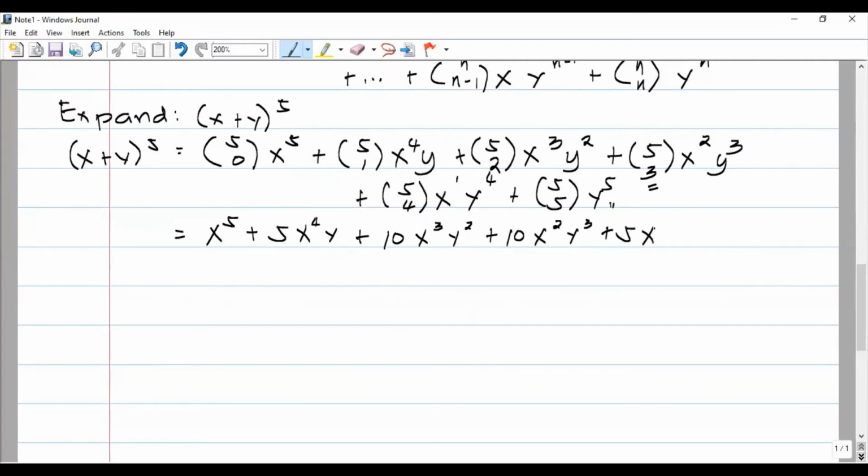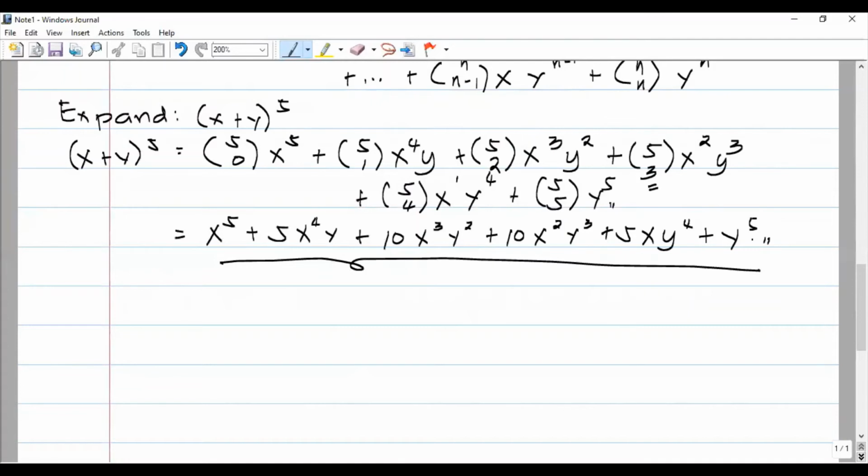You may verify that with your calculator. Times x times y raised to 4, plus the combination of 5 taken 5 at a time is 1, times y to the 5th is y to the 5th. So that is the expanded form of the 5th power of x plus y. Okay?